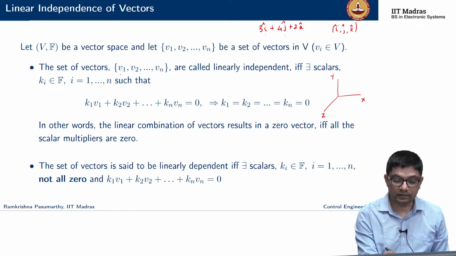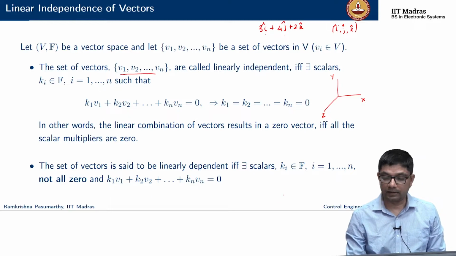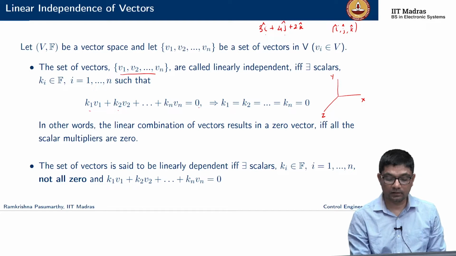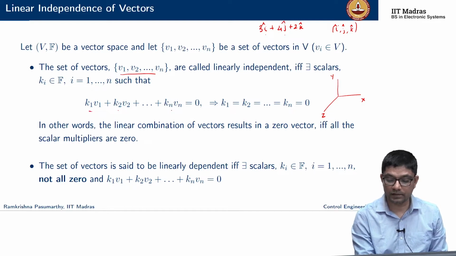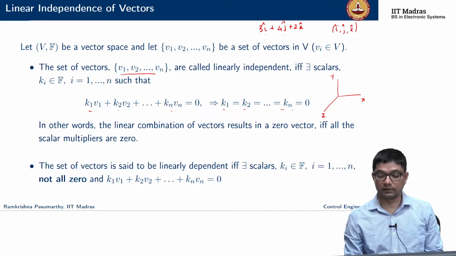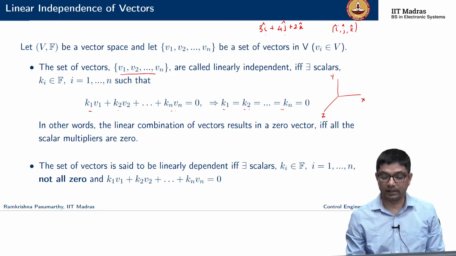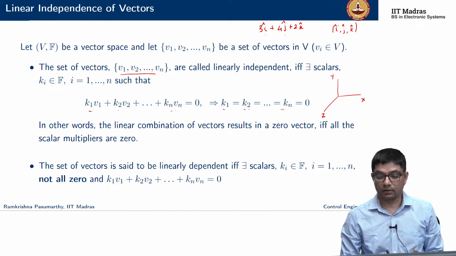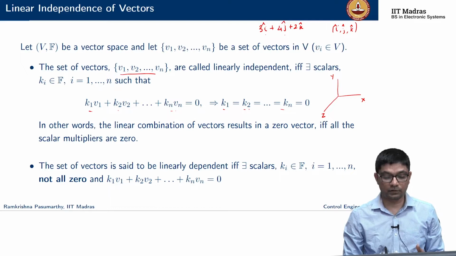So a set of vectors are called linearly independent if whenever the linear combination of the vectors is 0, the numbers k1 till kn are also 0. To speak in words, the linear combination of vectors results in a 0 vector if and only if all the scalar multipliers are 0.